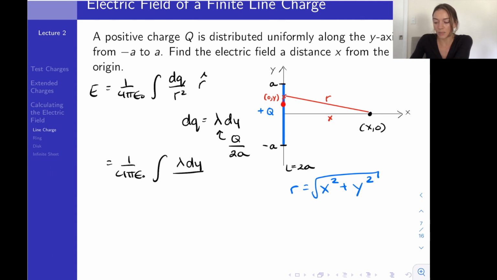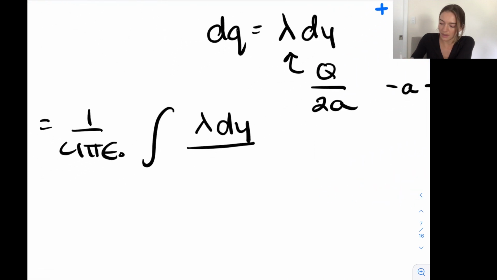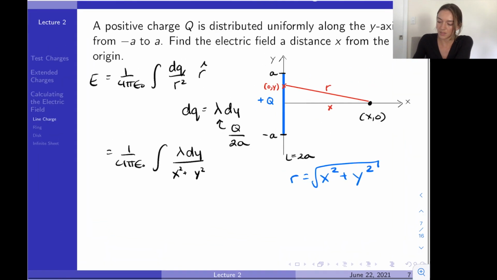The distance from any point along this line to this point along the x-axis is going to be the square root of x squared plus y squared. And obviously you can do the same triangle down here, and the negative won't affect anything since it's squared. So now I know what I'm going to put here. For r squared, I have x squared plus y squared, because don't forget we're squaring the square root, so it just becomes x squared plus y squared.